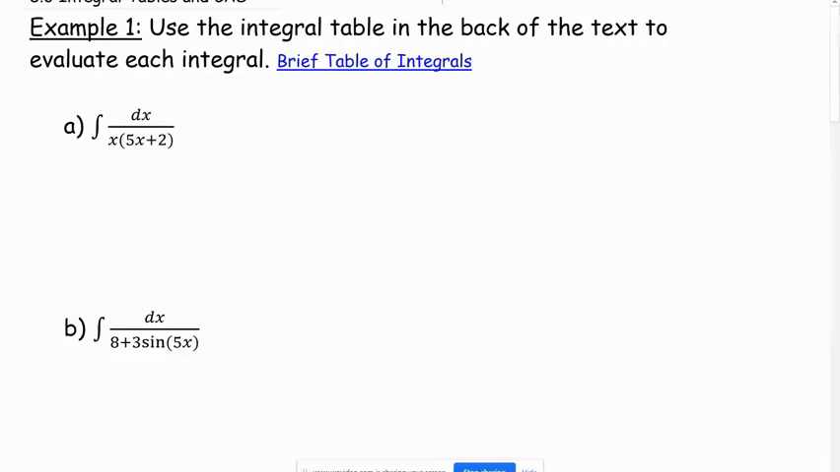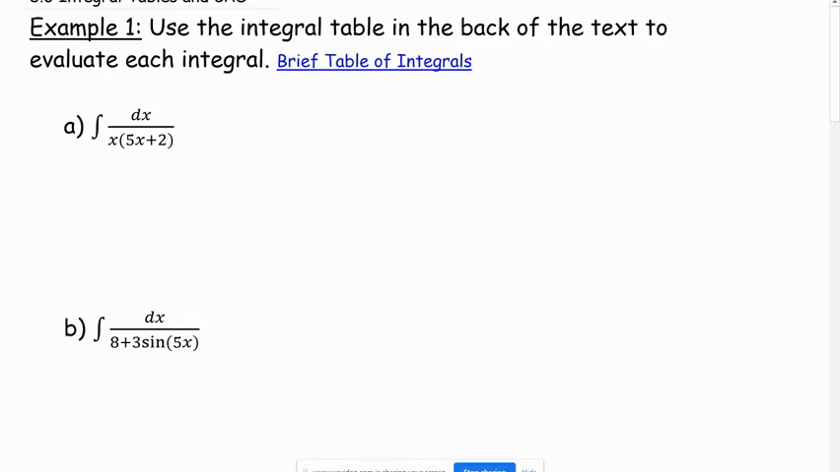Hello, everybody. Today we're going to be looking at some more techniques for evaluating integrals, especially when we've tried every possible analytic method that we know of for evaluating an integral, and we still can't figure it out. Then the last two things that we can try are using a table of integrals.